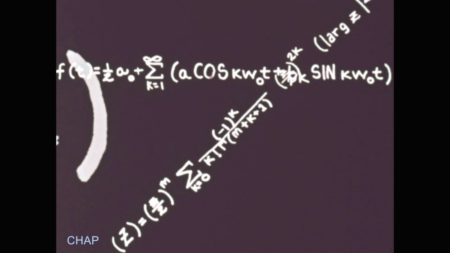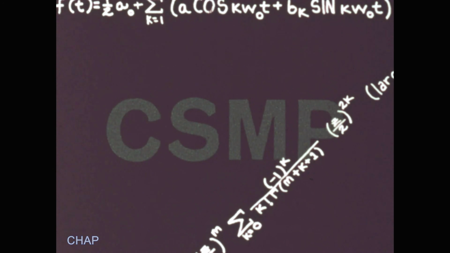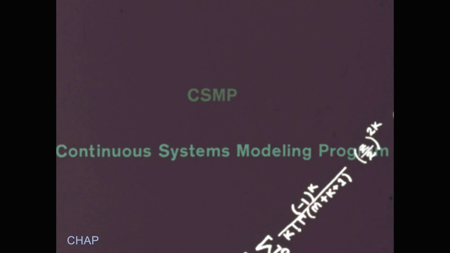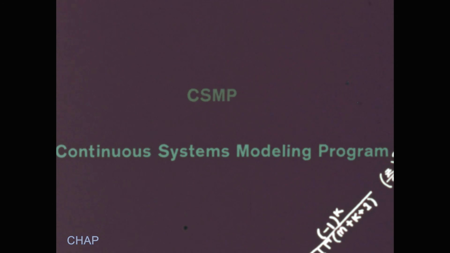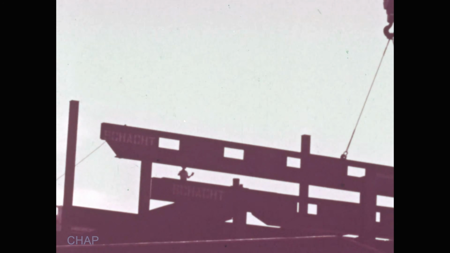A very interesting program is one that we refer to as CSMP, which stands for Continuous Systems Modeling Program. Very simply, this particular program permits an engineer, in a very simplified manner, to solve differential equations. More specifically, it permits the engineer to simulate an analog computer on our digital computer.